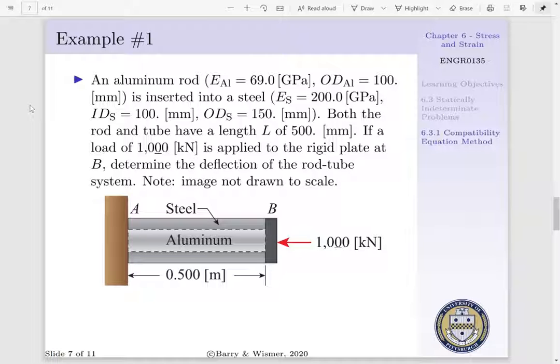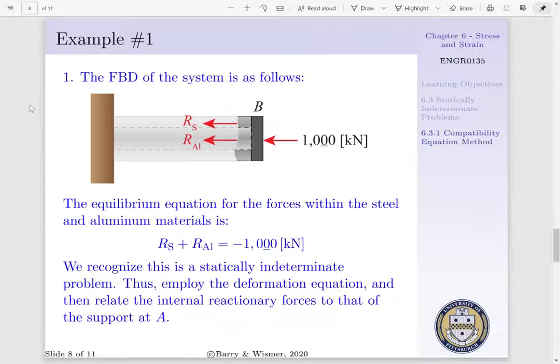of the rod-tube system. Now, for us to begin, step 1 requires us to draw a free body diagram of the system. And if we draw a free body diagram, we must cut our rod-tube system to determine our internal reactionary forces. Our internal reactionary forces are denoted RS, i.e. the internal reactionary force of the steel, and RAL, i.e. the internal reactionary force of the aluminum.